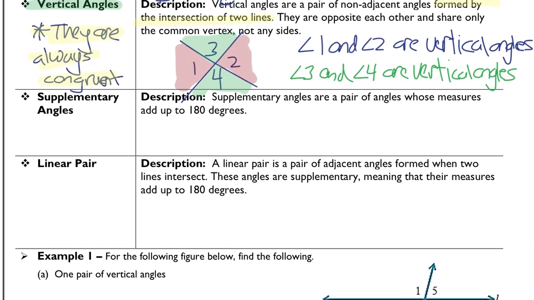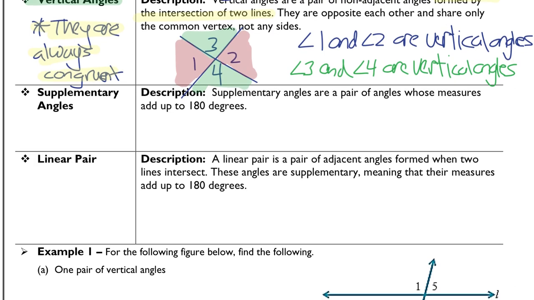Now, a couple more things that we're going to talk about are supplementary angles. So let's go ahead and talk about a supplementary angle and a linear pair. We'll talk about something called complementary on the back side, I believe. So first off, supplementary angles are a pair of angles whose measures add up to 180 degrees.